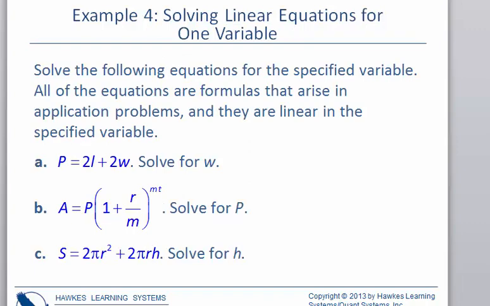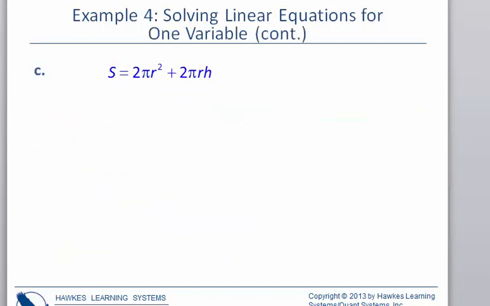All right, and our third example, S is equal to 2 pi R squared plus 2 pi RH. This is the formula for surface area of a right circular cylinder where the radius is R and the height is H. And so let's see, we want to solve this for H. So we want to get H by itself.